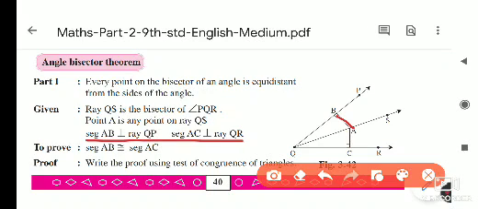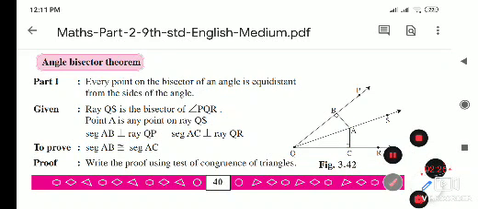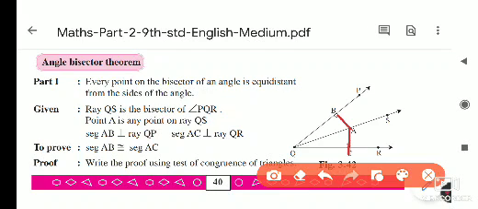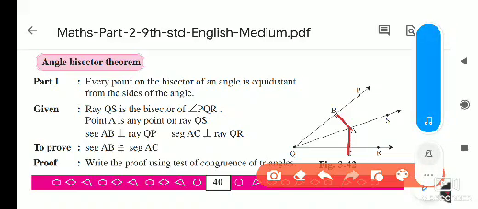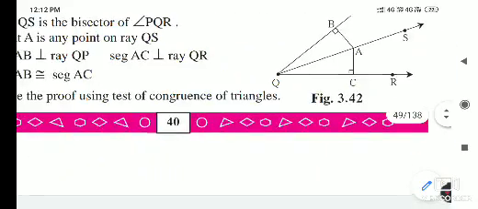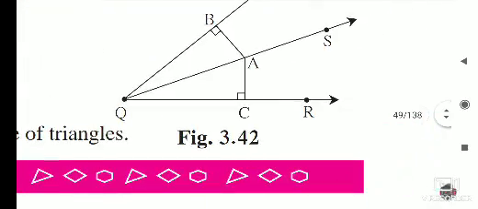And what we have to prove is that it is equidistant from the sides. In this figure, equidistant means we have to show that seg AB is congruent to seg AC. Actually it is very easy. If you want to write the proof of this, we have to show that there are two triangles. Which are those two triangles?